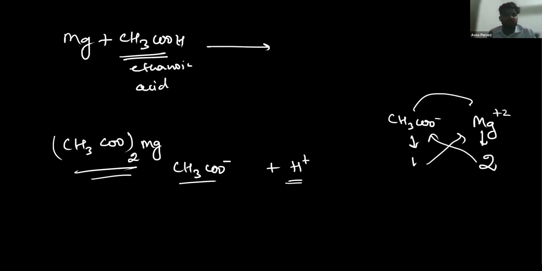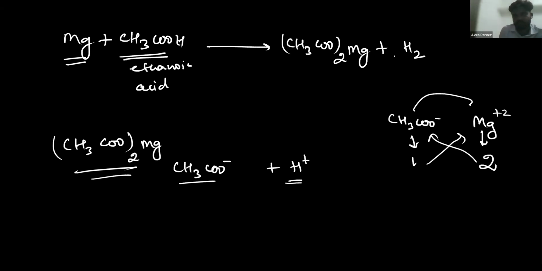So what would happen? Actually, this is metals. Metals, when they react with acid, form what? Salt, and the salt name will be (CH3COO)2Mg plus hydrogen gas. Got it? Yes, sir.